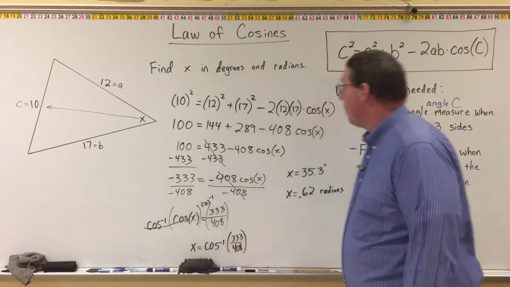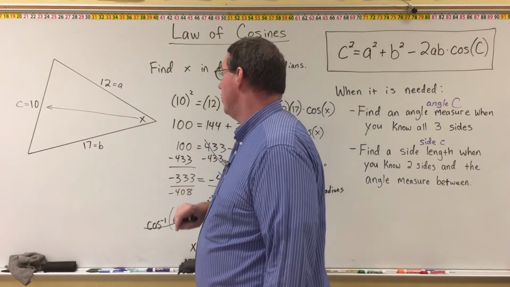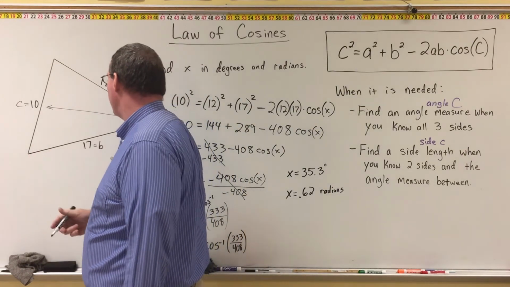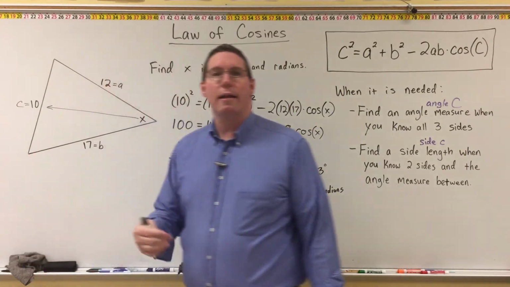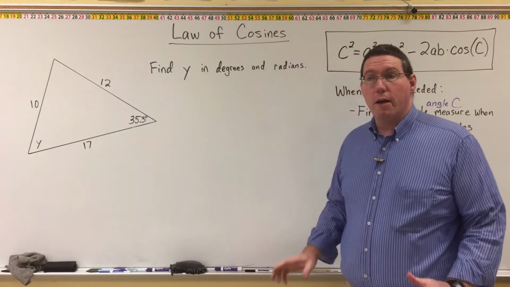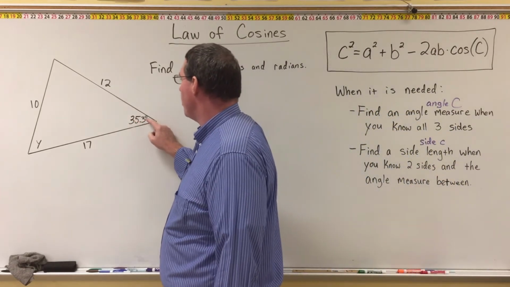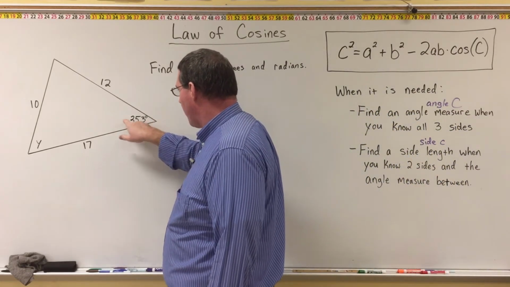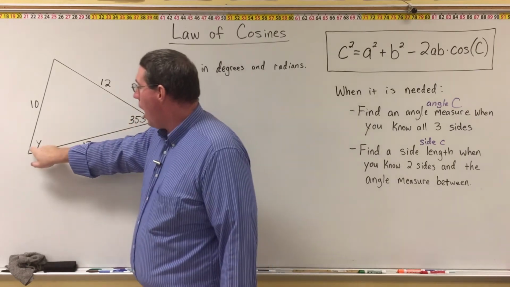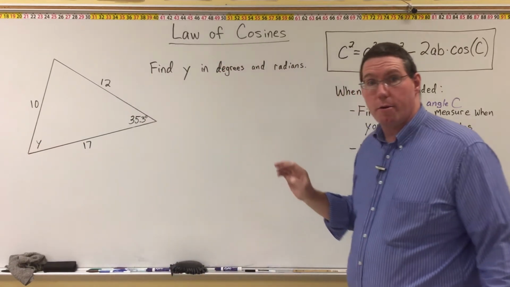All right, so we just found the measure of this angle. Well, let's say now that we wanted to know the measure of the other two angles. Let's try that in our next example. So we're sticking with the same example, and I've put 35.3 degrees in on this angle right here. And now we have a new question: we have the variable y over here, and it says find y in degrees and radians.